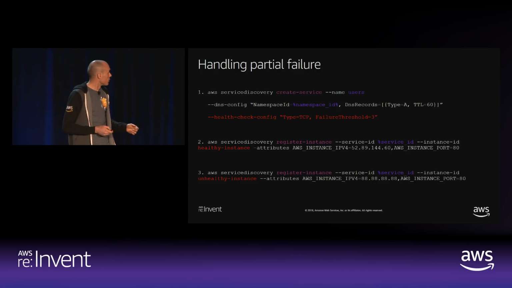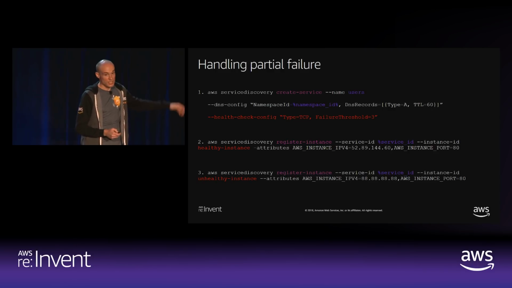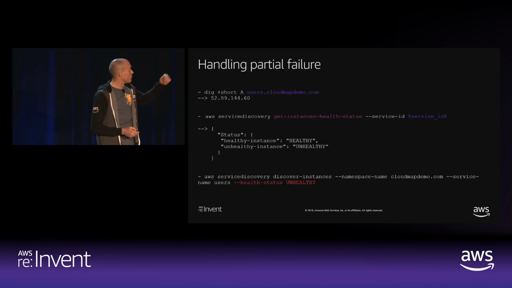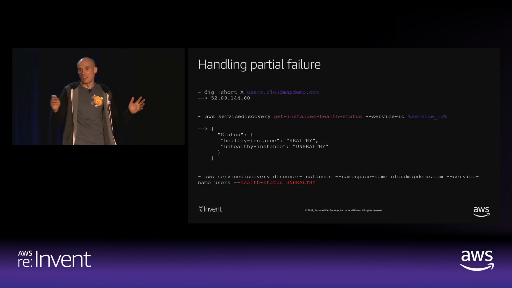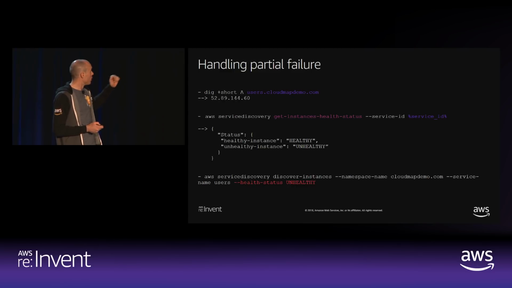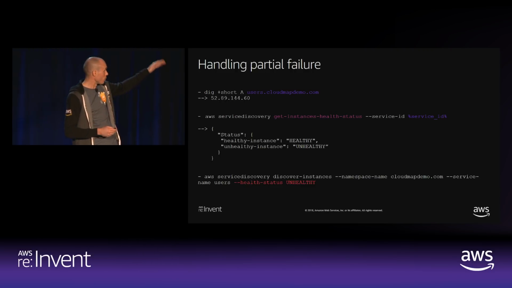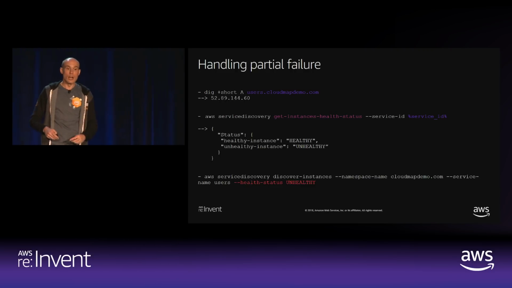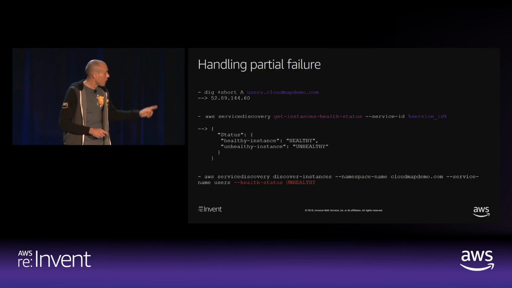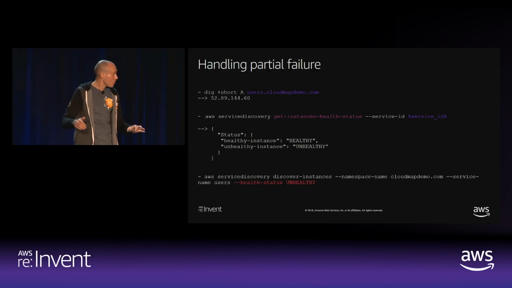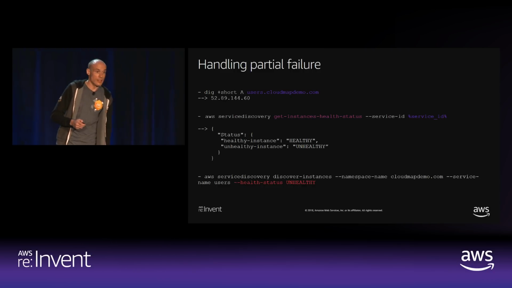And you register multiple instances, let's say healthy and unhealthy. It just gives them convenient names. And my unhealthy instance points to a fake IP that doesn't exist. When I do my dig command, I just get the healthy IP back. I can call my GetInstancesHealthStatus API, which returns me the health status of all my endpoints. Alternatively, I can do a DiscoverInstances call and provide that additional parameter, health status, and say unhealthy. I'll get back unhealthy endpoints. If I say all, I'll get back all endpoints, and by default, it returns healthy only.